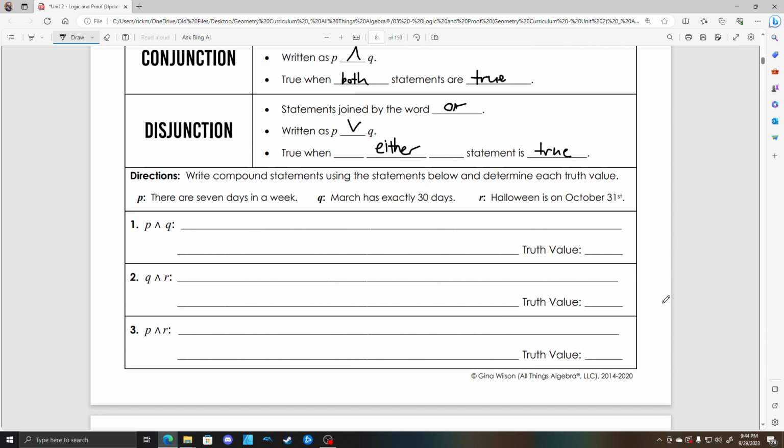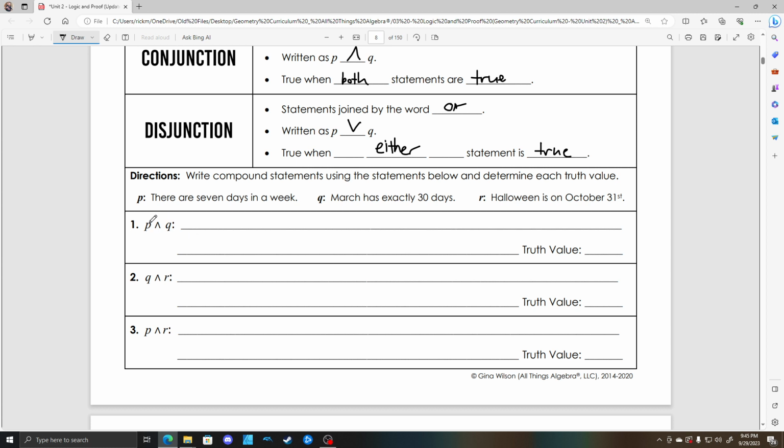All right. So let's look at a few examples here. Now you'll notice in these examples, we are going to be using this statement, which we're calling P. There are 7 days in a week. We'll be using statement Q. March has exactly 30 days. And statement R, which is Halloween, is on October 31st. So we're going to combine these statements into compound statements and determine whether or not their truth value is true or false.